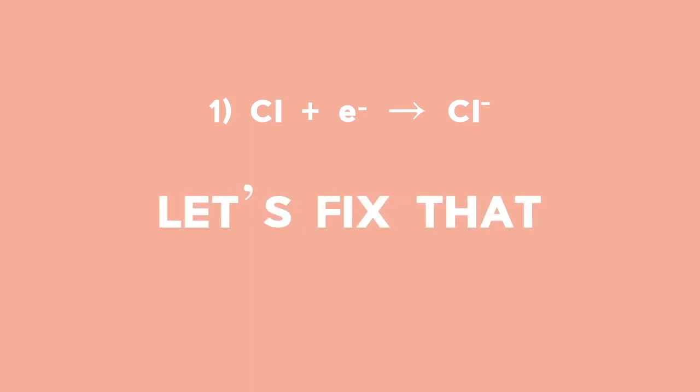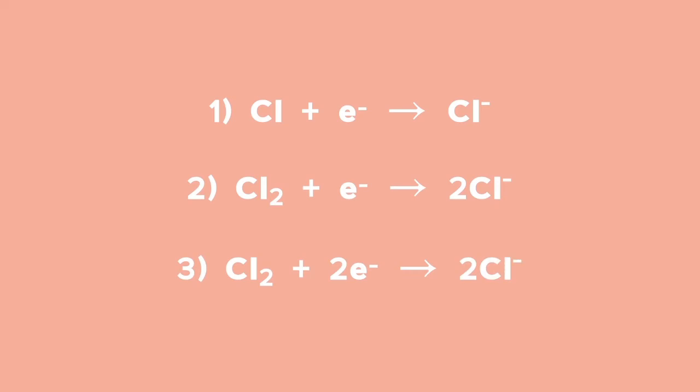When you write down half reactions, you might see things that just don't make sense. In this example, chlorine is written as a single atom, but we find it as a diatomic element. So, let's fix that. Now, make sure that atoms balance out. Now, make sure that the charges balance out by multiplying the electrons by 2 as well.